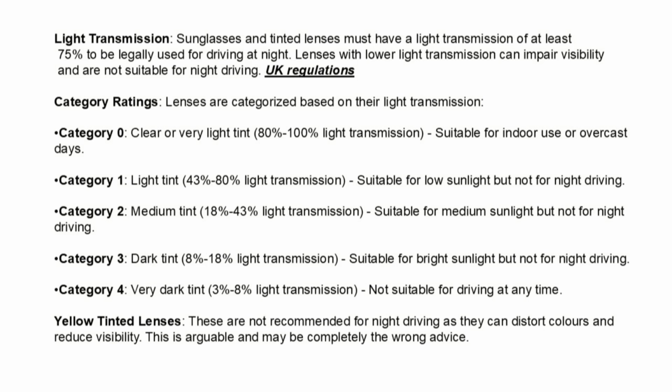In the UK, tints for eyewear are categorized based on their range of luminous transmittance, which is the percentage of visible light that passes through the lens. The categories are as follows. Category 0, clear or very light tint, over 80% to 100% transmission. Category 1, light tint, over 43% to 80% transmission. Category 2, medium tint, over 18% to 43% transmission. Category 3, dark tint, over 8% to 18% transmission. Category 4, very dark tint, 3% to 8% transmission.